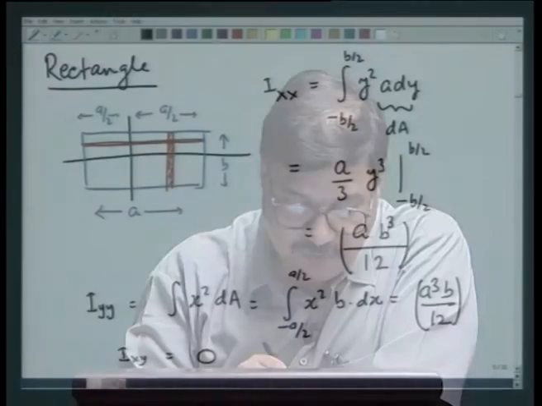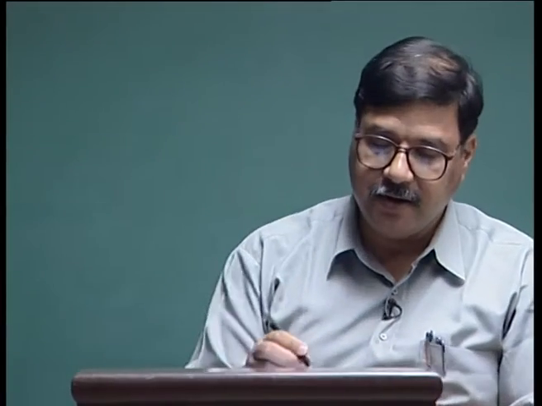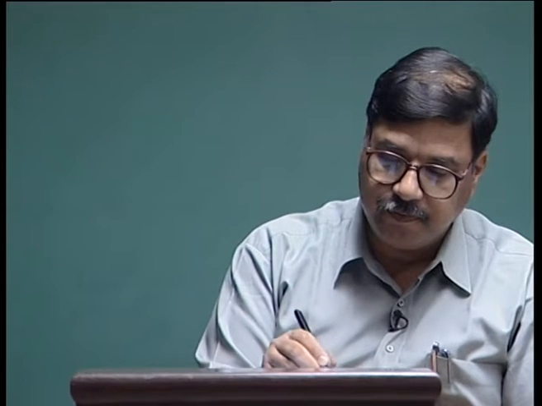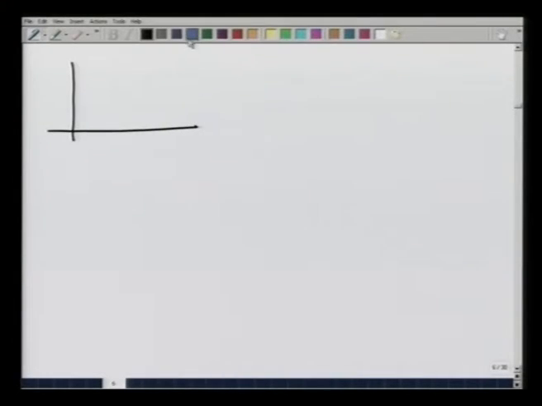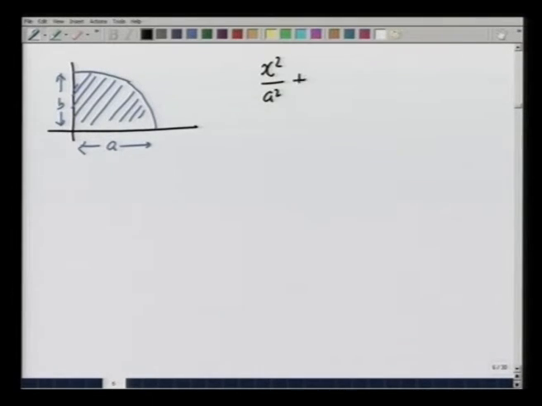As a third example, we will make it slightly more complicated, and I wish to calculate the second moment and product of area for an ellipse, a quarter of an ellipse here, with semi-major axis a and semi-minor axis b. The equation for the ellipse is x square over a square plus y square over b square is equal to 1.